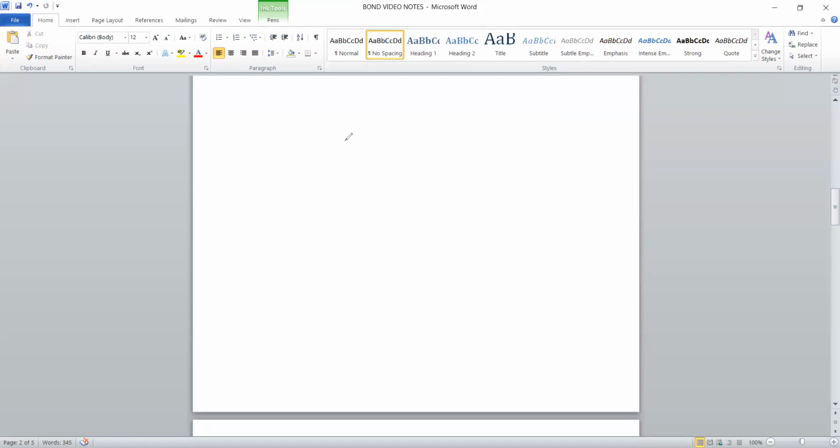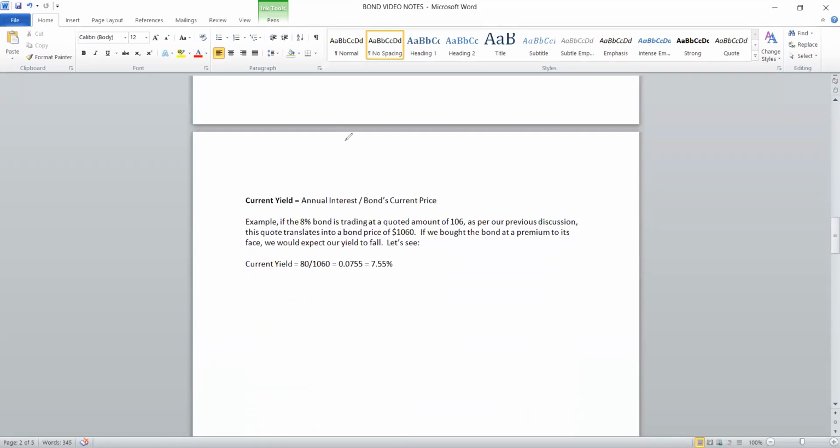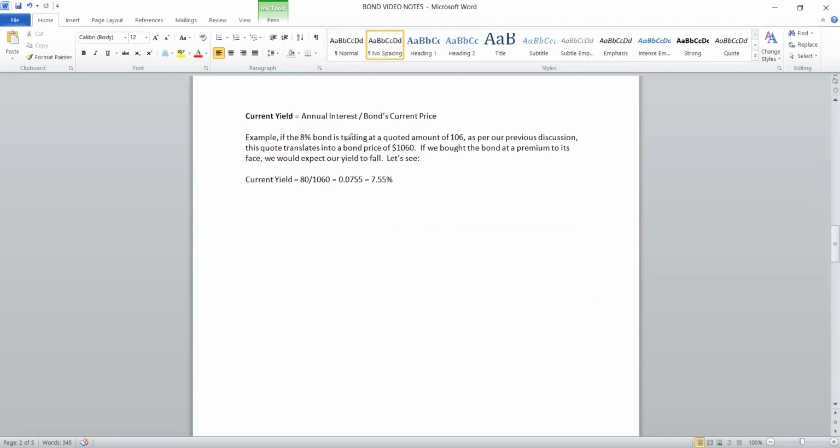So let's come down and see what would happen when the bond price is changing. Well, now we need another calculation. We need the current yield. Current yield, by definition, is the annual interest divided by the bond's current price in the market. All right, so I'm going to give us an example here. Okay, example. If the 8% bond, that's $80 annual interest, right?